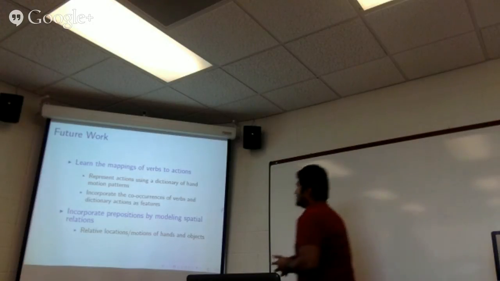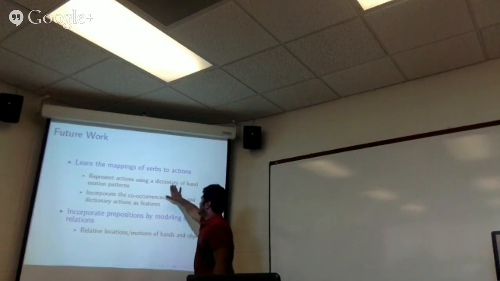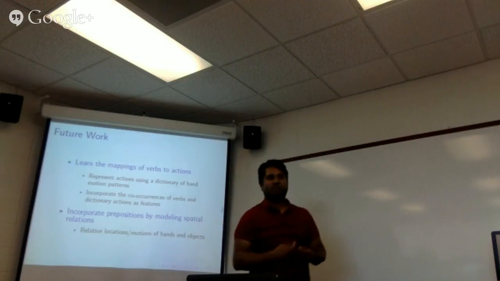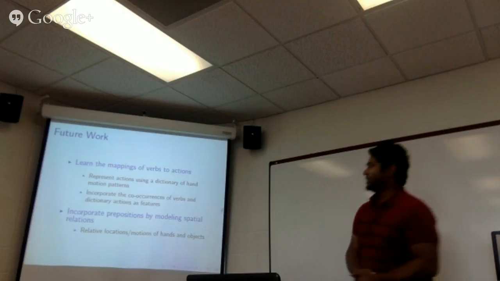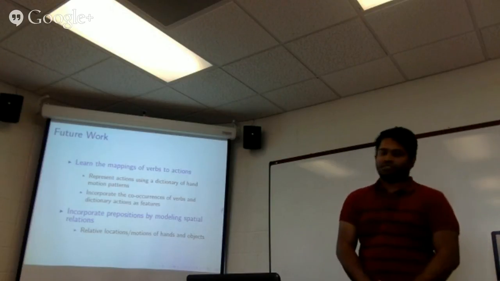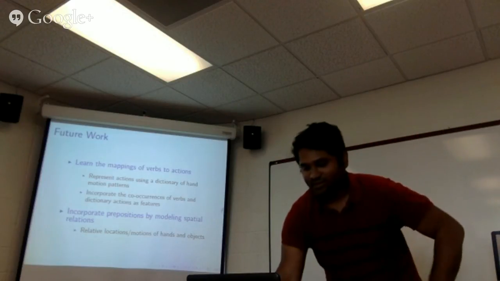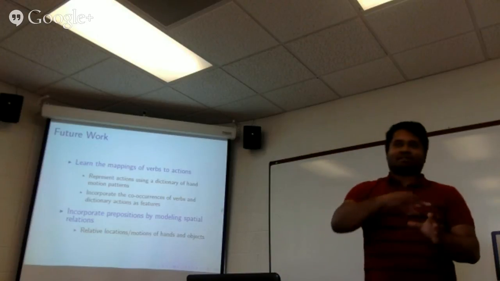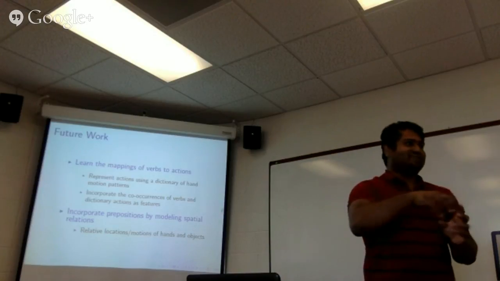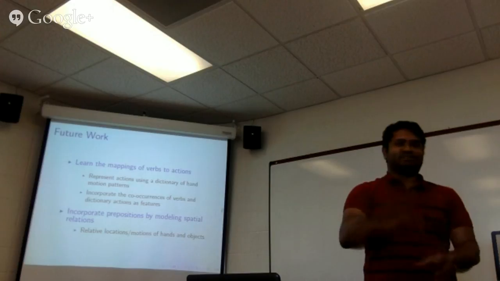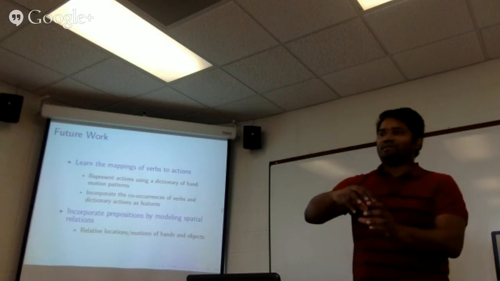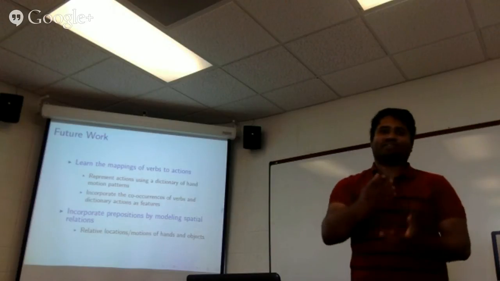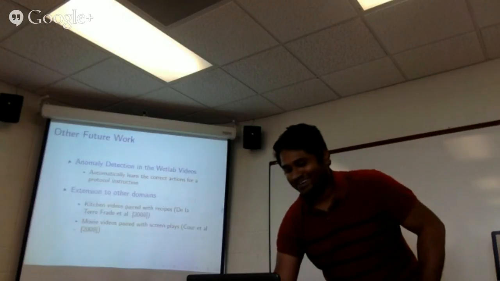That is my plan for the summer. We'll learn a dictionary of hand motion patterns and try to see how they map to different verbs. And also we can model the prepositions for spatial relations, which is quite difficult because we track the objects by their labels, and the label position is not always the same as the object position. So like the label could be on the table and the bottle is in hand, so it's more challenging.